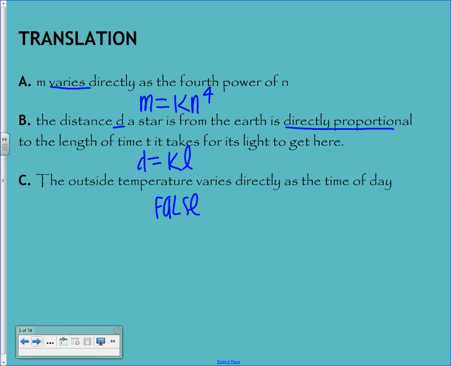A direct variation example in real life would maybe be the more you sleep, the higher your grades are, or the taller you are, usually the bigger the size of your foot is. So two things going up would be direct variation.